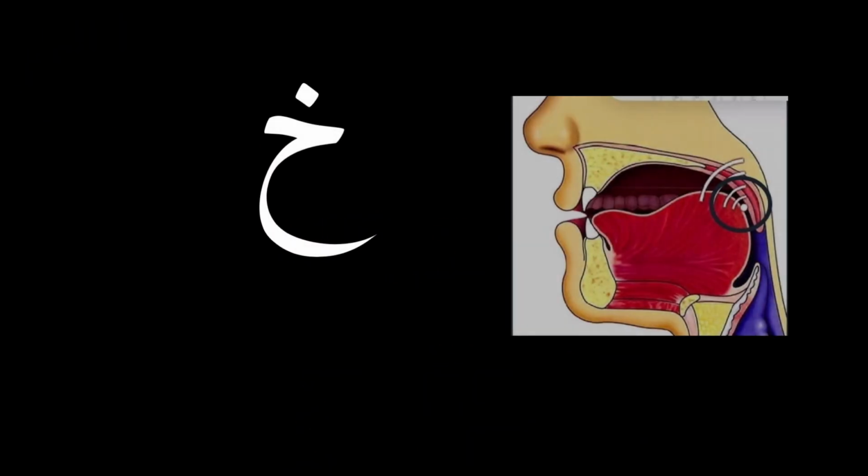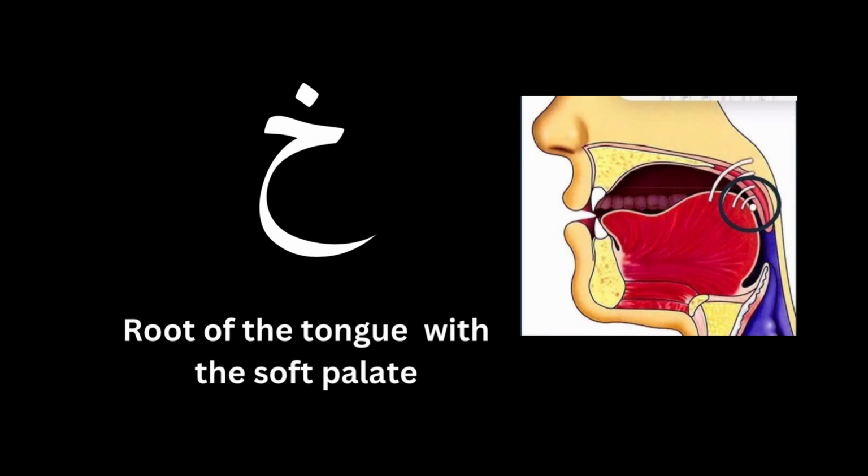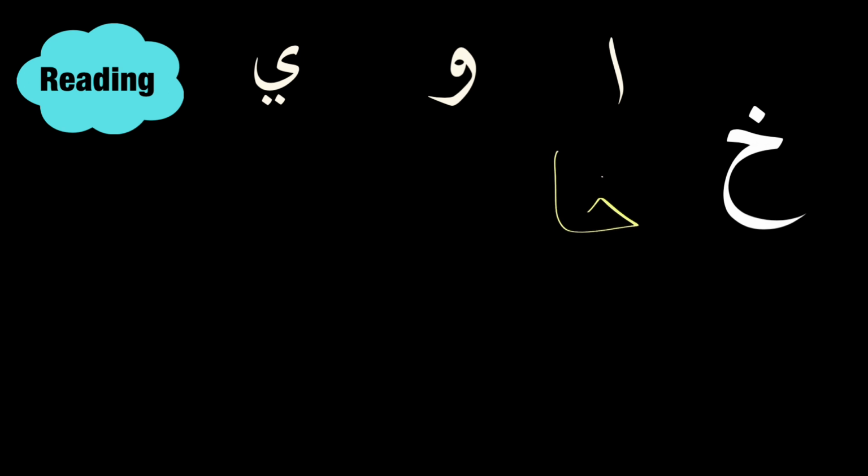Now the kha sound, this one comes from the back part of the tongue, like the root of the tongue meeting the soft palate. This one is a bit tricky because it has no equivalent in most languages, but it's similar to the Scottish kh. You can try with me. Kha, kha, kha. Let's see how we pronounce them with the vowels. Kha, khu, khi. And the short ones, kha, khu, khi.